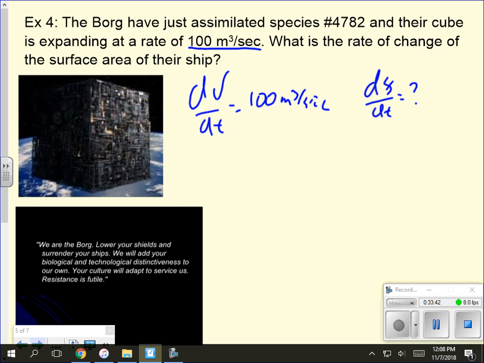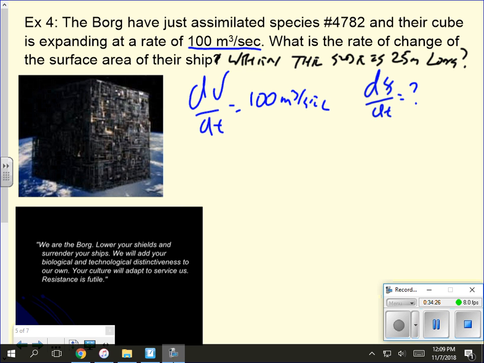And I'm missing something. I just realized I'm missing something on this, because you have to give it at a particular moment. I forgot, I did this last year. So, surface of the ship when the side is 25 meters long. There. The extra information you need.